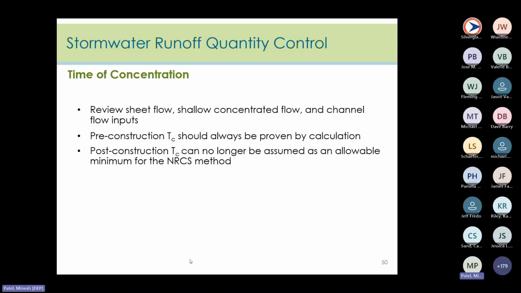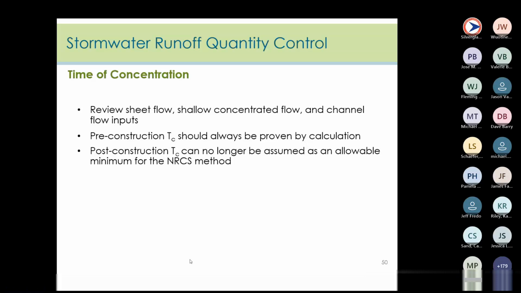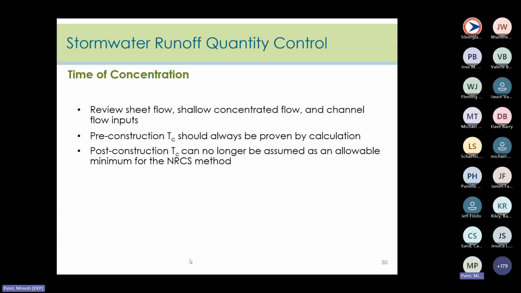So in summary, the reviewer must make sure that the sheet flow, shallow concentrated flow, and channel flow inputs are all correct. They must make sure that the proper time of concentration was used with the corresponding method. They must check the pre-construction time of concentration calculations, and the reviewer must check the post-construction time of concentration calculations. That is, it is no longer allowable to be assumed.